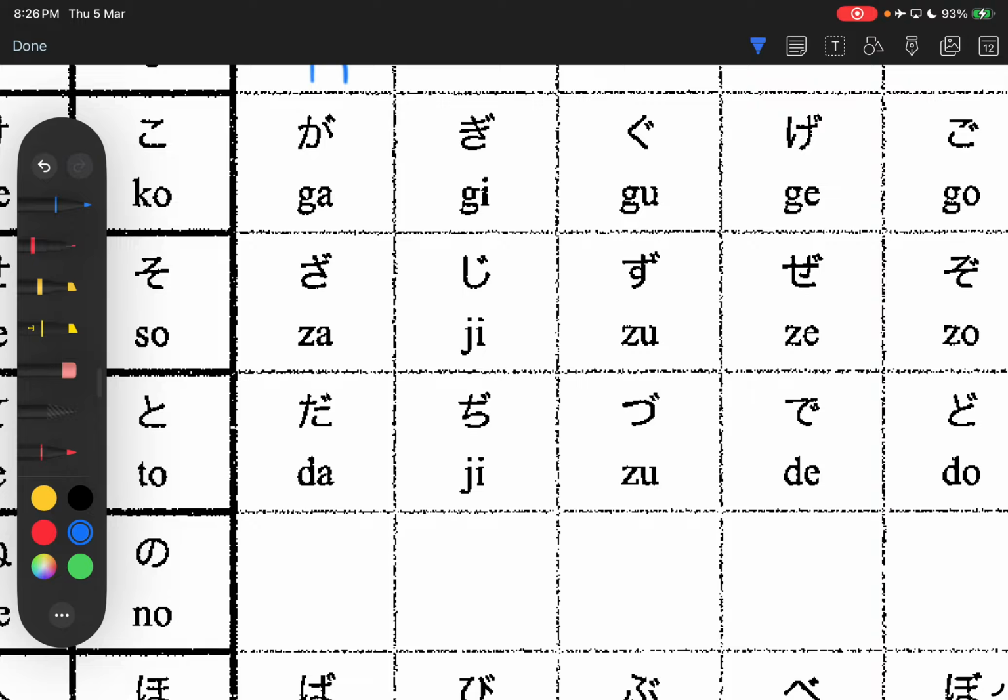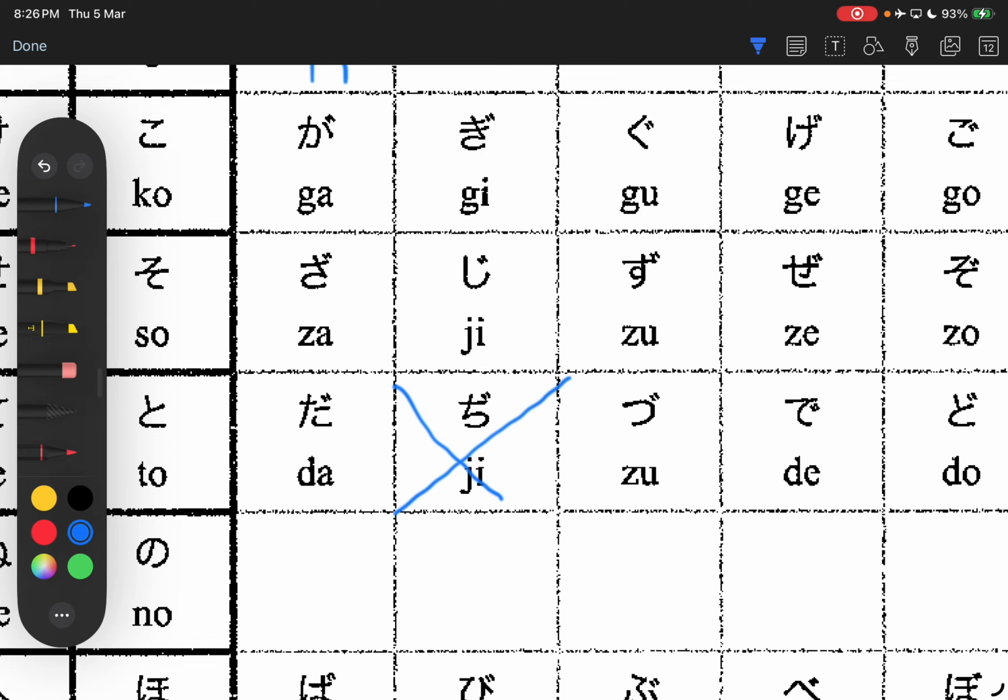Next we have the T sounds. When we put 2 dots, it becomes the D sound. So we have da. The next one, I have never seen it used before. If you want to cancel it, I don't mind. I have never seen it in my life before.